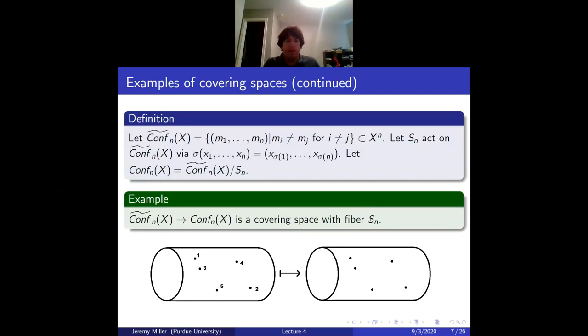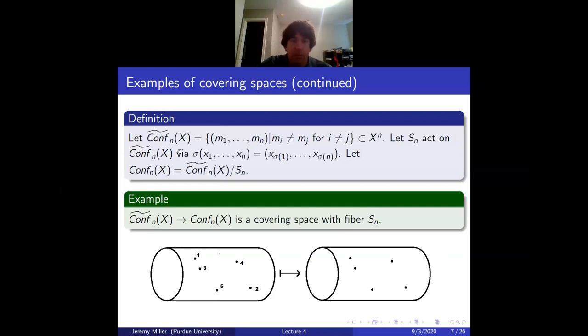Okay, so another slightly more exotic example that will play a larger role in the course later. The ordered configuration space of n points in a space X is the subset of X to the n of tuples where all the entries in the tuple are distinct. This is a picture of an element of the ordered configurations of 5 points in the cylinder.